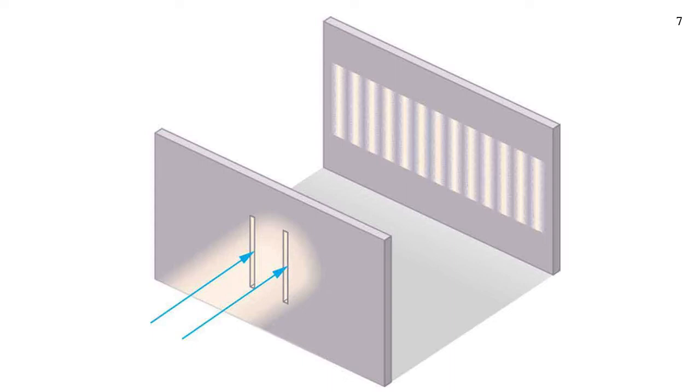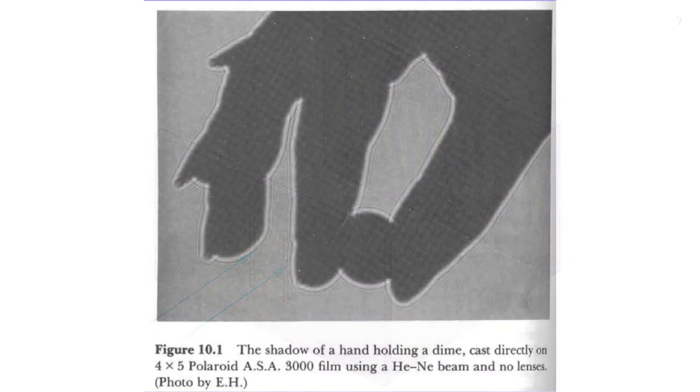Now, in addition to getting diffraction from light going through openings in a barrier, you can also observe it from light going around an object. This is a very, very famous picture from a very, very famous optics book by a guy named Hecht, and the photo by E.H. down there. That's the author of the book making this photo. Those rings that you can see around the shadow of the hand grasping a dime, those rings are diffraction effects.